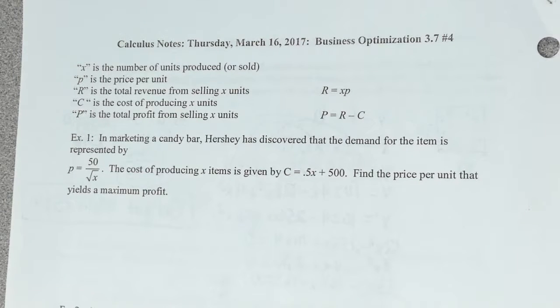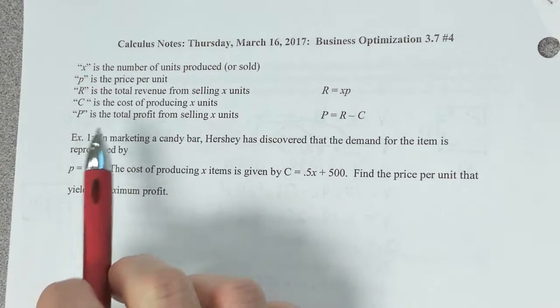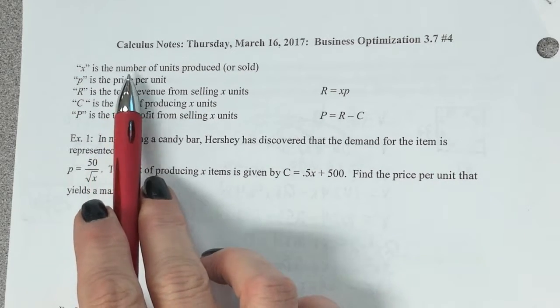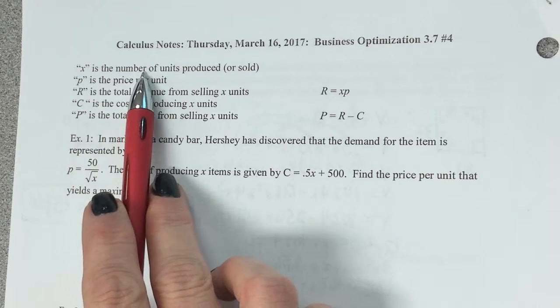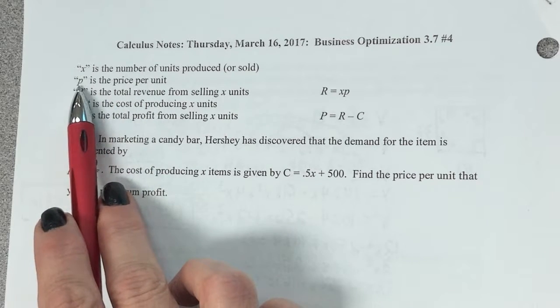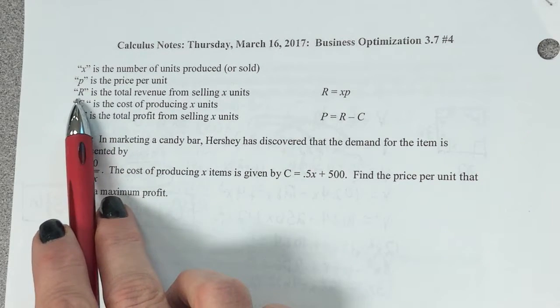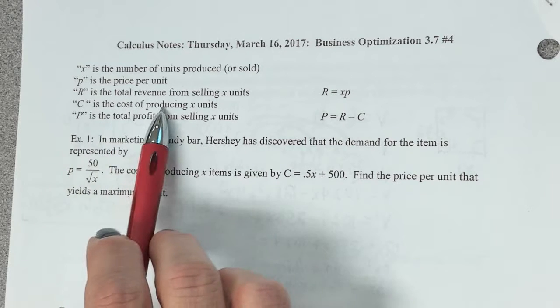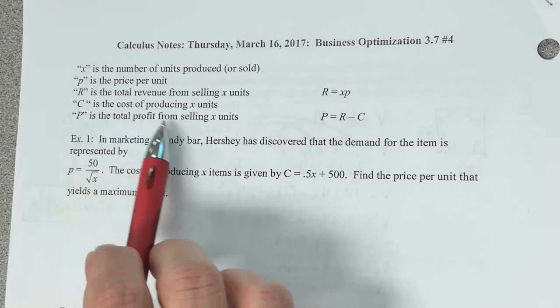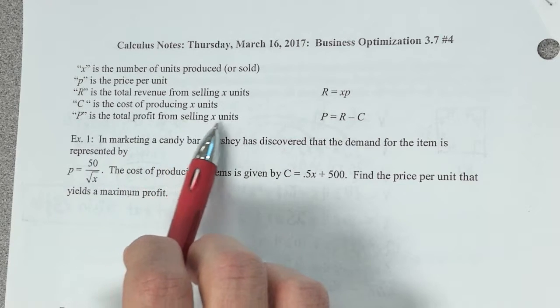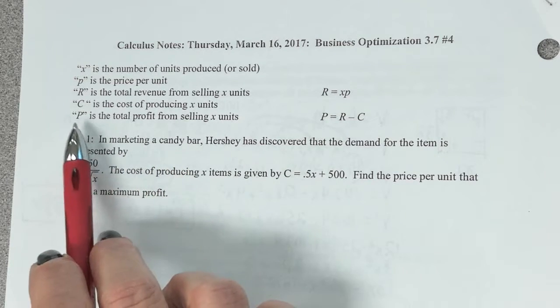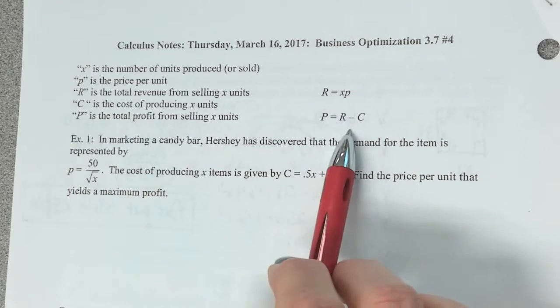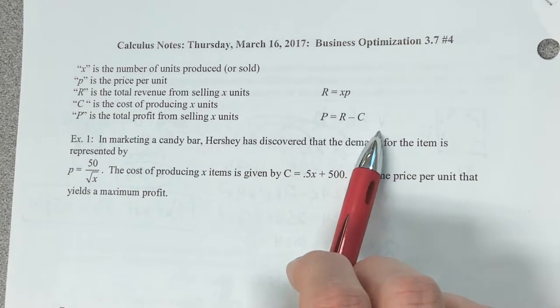We're still doing our optimization, and we're trying to optimize some business applications. So this is just a real quick review of what we did with the business problems. X was the number of units that we produce or sell. Lowercase p is the price. Capital R is the total revenue. Capital C is the total cost. And capital P is the total profit from producing X units. Remember that to find the profit, we have to do revenue minus cost.